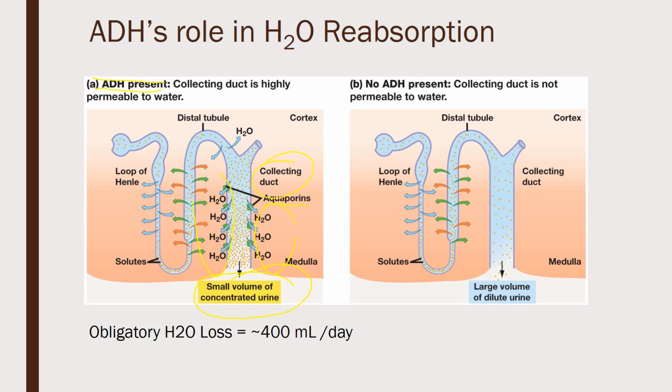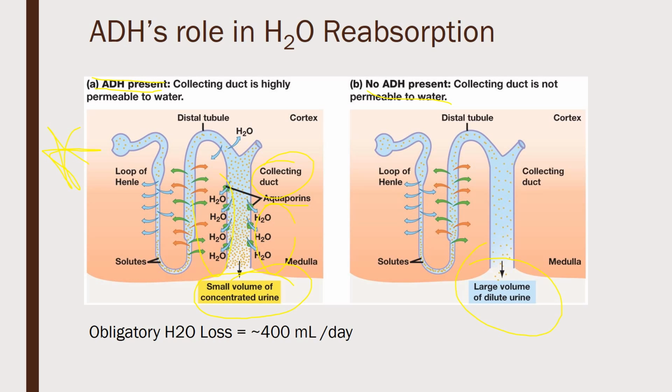When we have no ADH present, there is no insertion of extra aquaporins, and so this is going to increase the amount of urine. Can you guess which one would be present when we have a dehydrated state? That would be when we have an increase in ADH, similar to panel A.